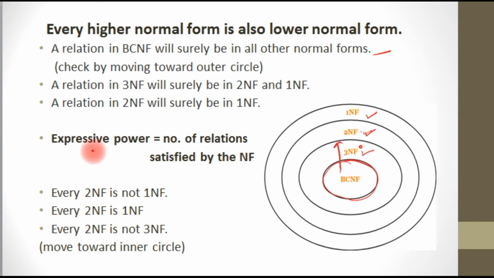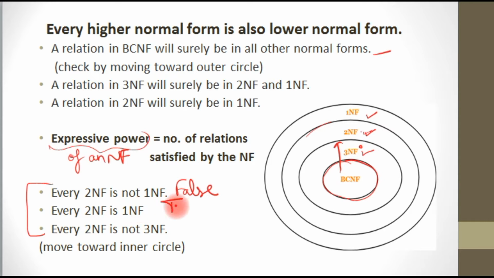Expressive power of NF. The number of relations satisfied by the NF is called the expressive power of an NF. See, these are three statements, and we have to check whether these statements are true or false. Every 2NF is not 1NF. In this Venn diagram, they are saying that every 2NF is not 1NF, but here in this diagram, we observe that every 2NF is 1NF. So this is a false statement.